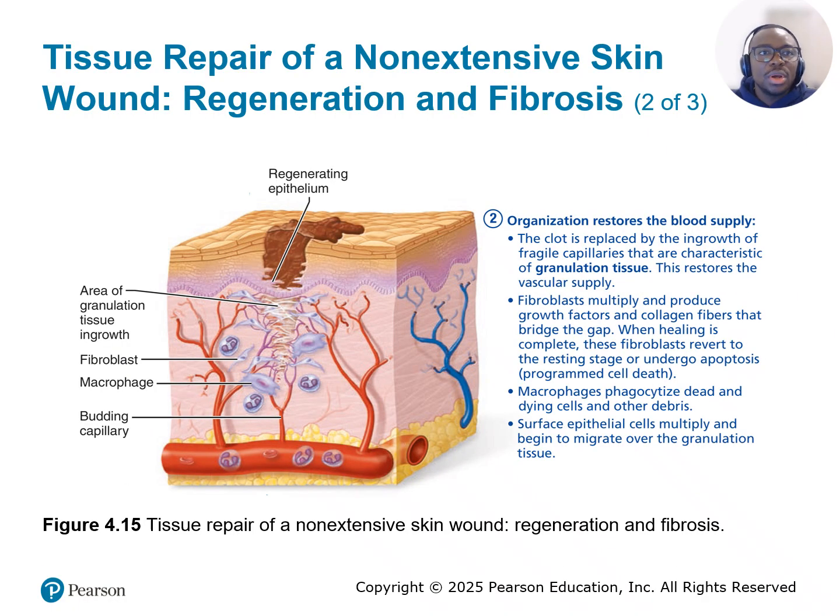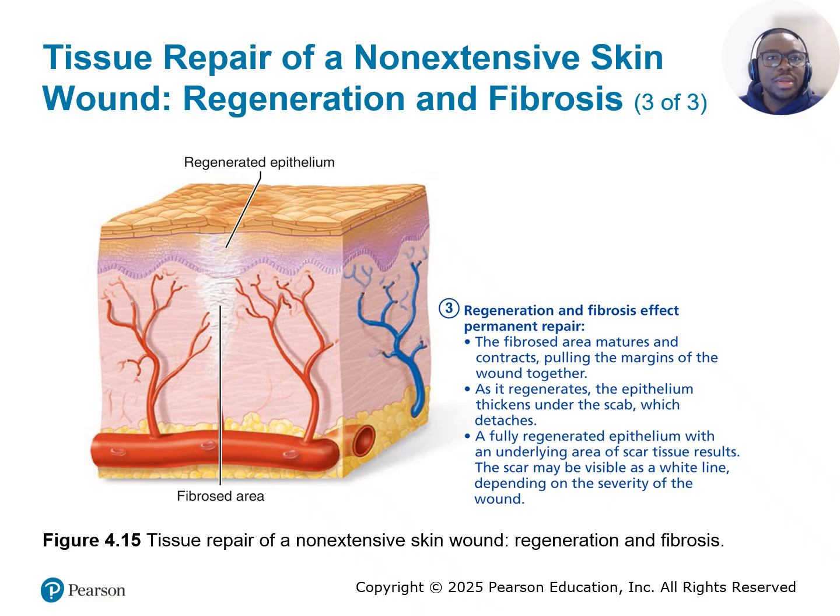In stage 2, organization restores the blood supply. The clot is replaced by the ingrowth of fragile capillaries that are characteristic of granulation tissue. This restores the vascular supply. Fibroblasts multiply and produce growth factors and collagen fibers that bridge the gap. When healing is complete, these fibroblasts revert to the resting stage or undergo apoptosis, or programmed cell death. Macrophages phagocytize dead and dying cells and other debris. Surface epithelial cells multiply and begin to migrate over the granulation tissue.